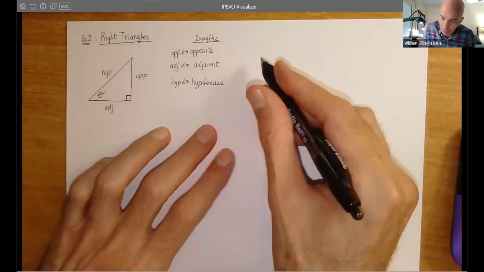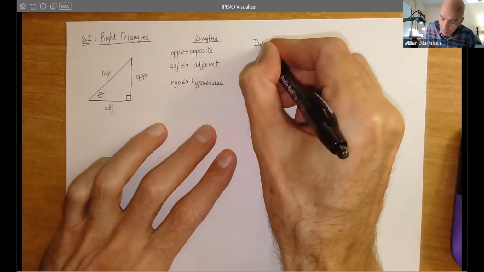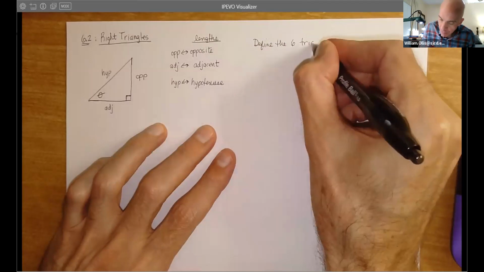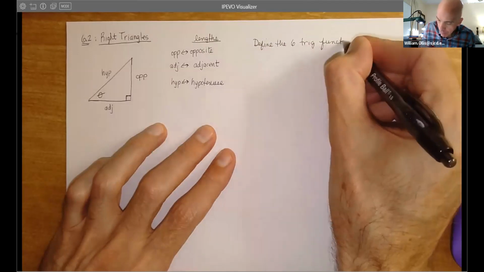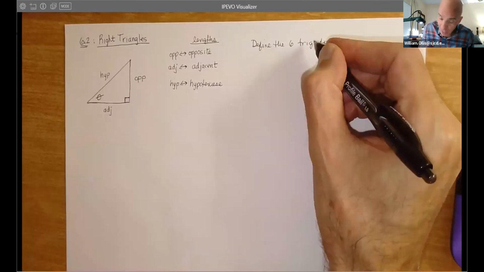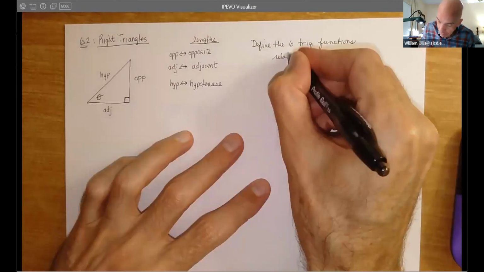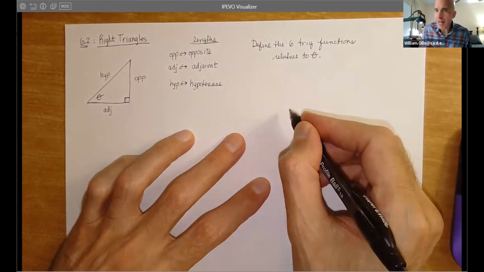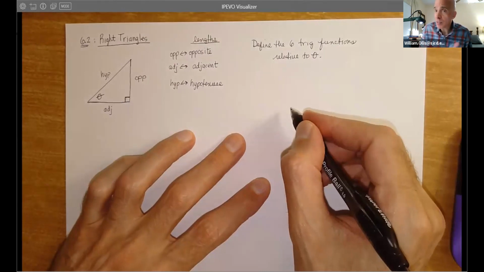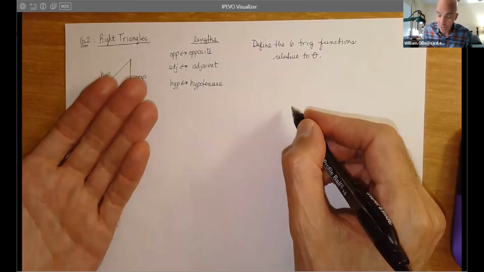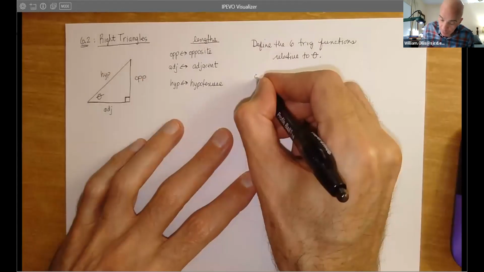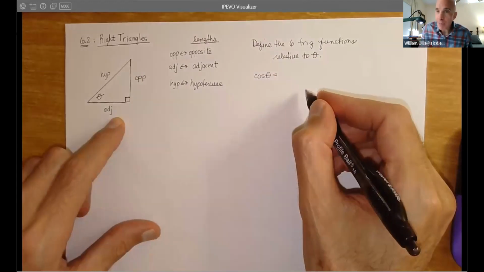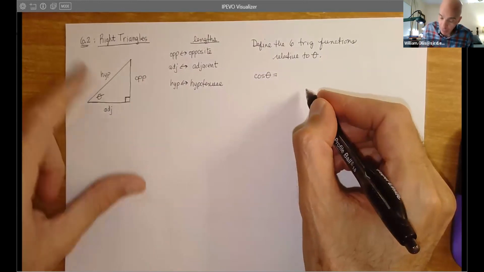So what we're going to do is define the 6 trig functions relative to theta. So we're going to think about taking the trig function of an angle, which we've actually already been doing. So we're going to assume that this makes sense, at least for now. So we're going to say cosine theta will actually be the adjacent length divided by the hypotenuse length, or adjacent divided by hypotenuse.